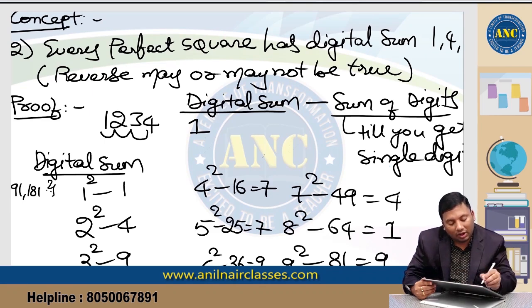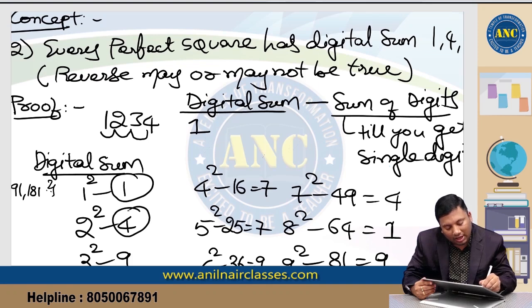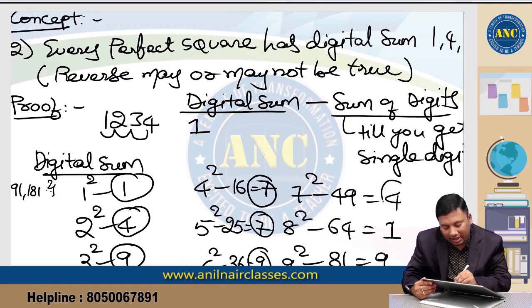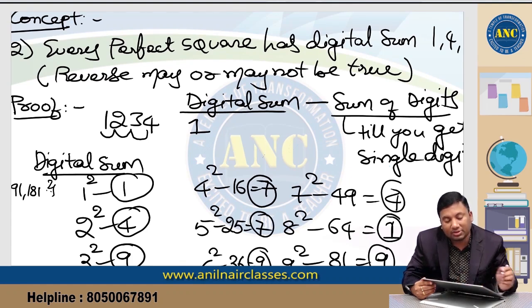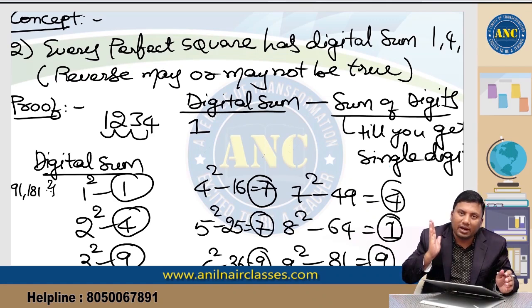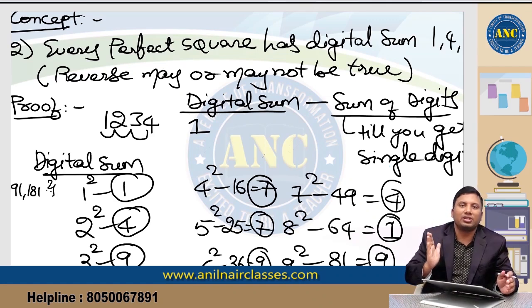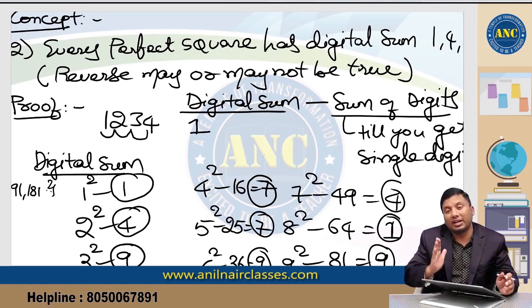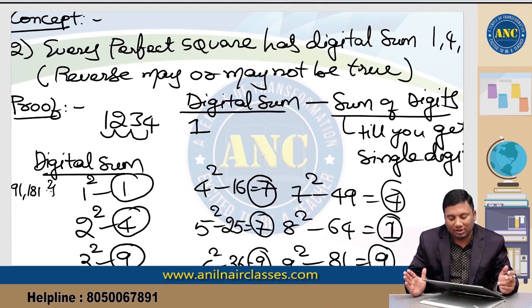If you observe, what are all the values that you got on the right hand side? 1, 4, 9 or 7. On the left hand side, all the possible digital sums are squared. So every perfect square will have digital sum 1, 4, 7 or 9. But the reverse case, if a number has digital sum 1, 4, 7 or 9, it may or may not be a perfect square.